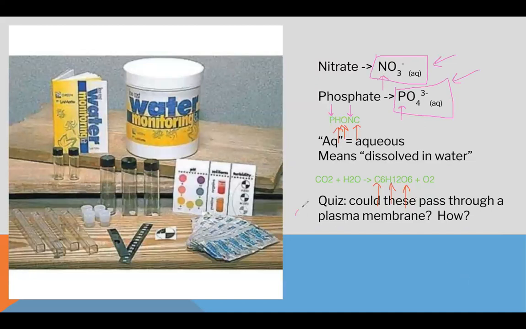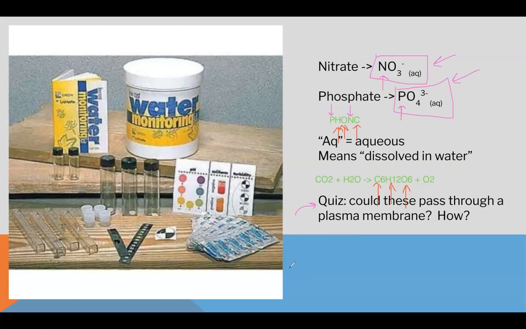Now, what do you think? Quick quiz, immediate application. Pause the video if you need to think about this. Could these pass through a plasma membrane? And if so, how would they pass through? Would it be by simple diffusion? Would they need a protein channel or channel protein? Or would they do it by being coated in cell membrane, being coated in phospholipids, right, and being therefore a vesicle that could be transported across? Okay, hopefully you're ready for the answer.